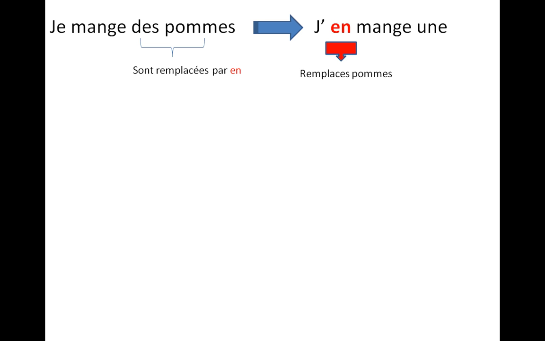Pomme or des pommes, it's being replaced by en. So right here, en in red, I just told you, replaces pomme. And look, it goes right after the subject and before the verb. Okay, but what does this mean? Why do we do this?